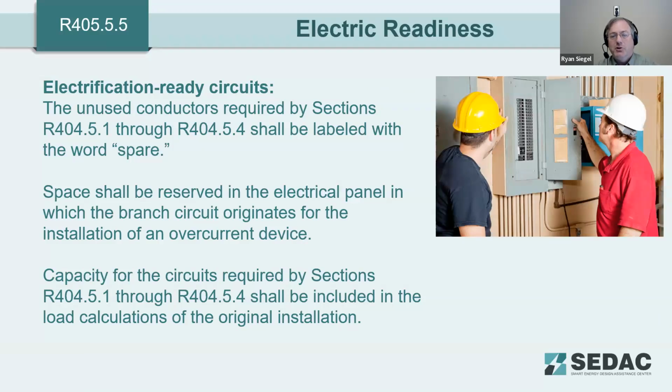Obviously, we're going to want to make sure that we label this. So these are going to be labeled at the panel, typically spare, and they also indicate where this is. So it may be spare dryer, spare electric heating, spare range, things like that. Just so that way people are understanding what things go to for that.